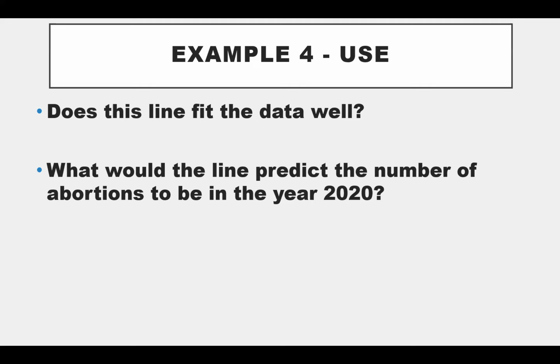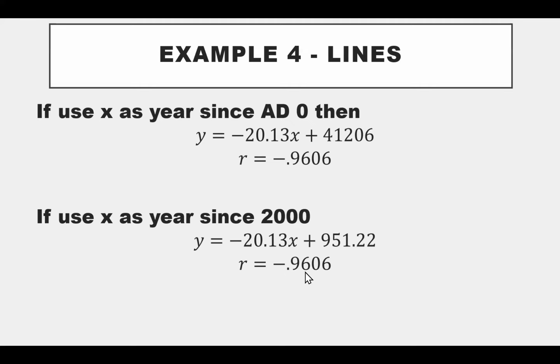So our next question is, based on this information, does the line fit the data well? Since the R value is negative 0.96, in absolute value, that would be a 0.96, which is above 0.75. Therefore, this data does fit our line well, and vice versa. Our line fits our data well. The negative on the R just tells me that the slope of the line is negative, which we can see from the line itself.